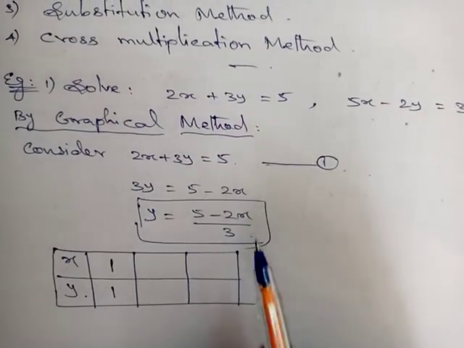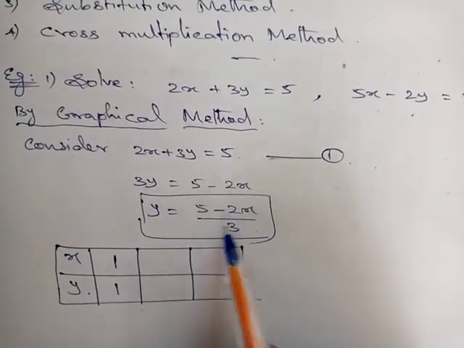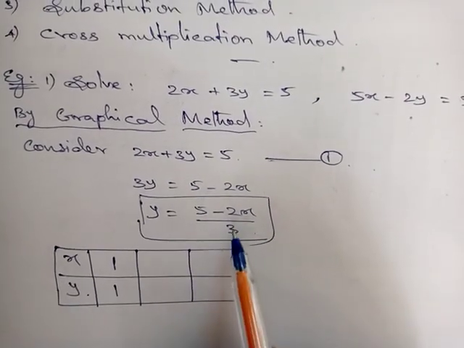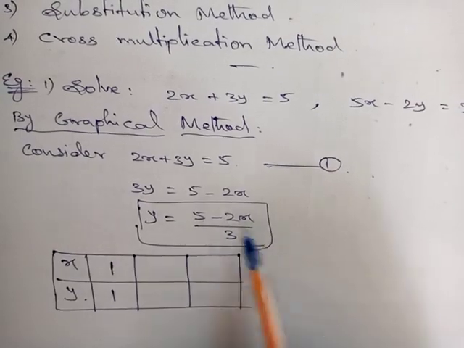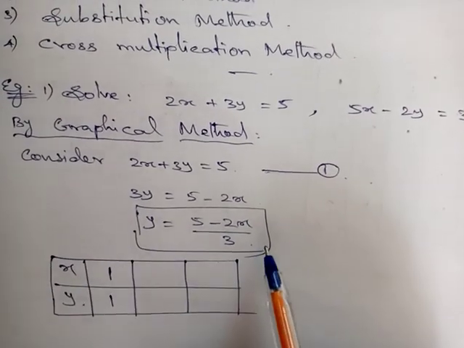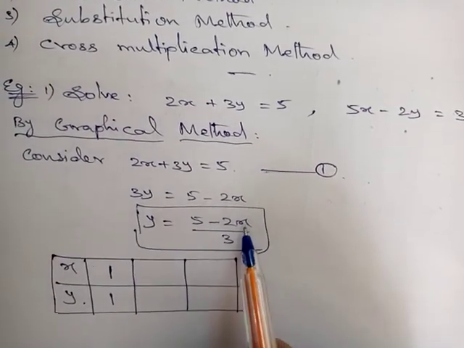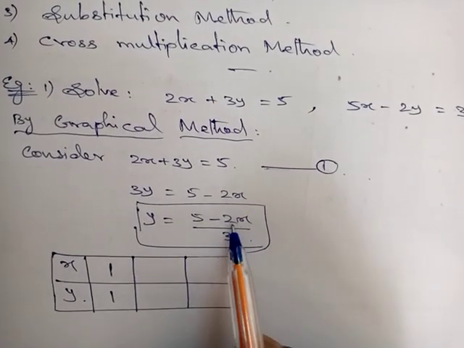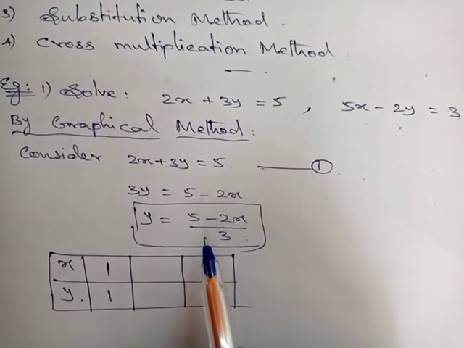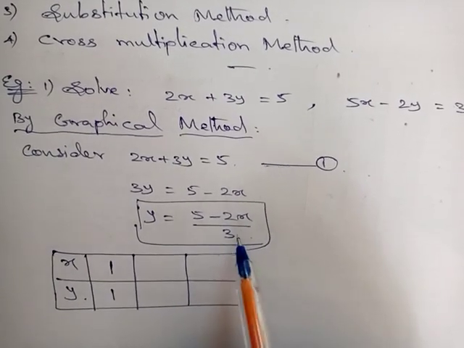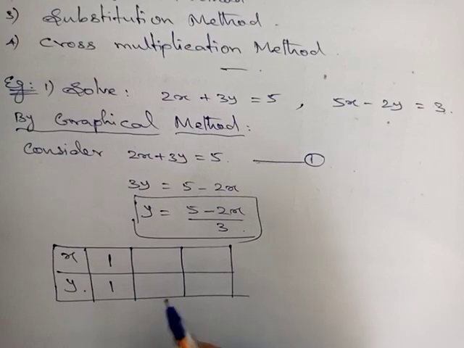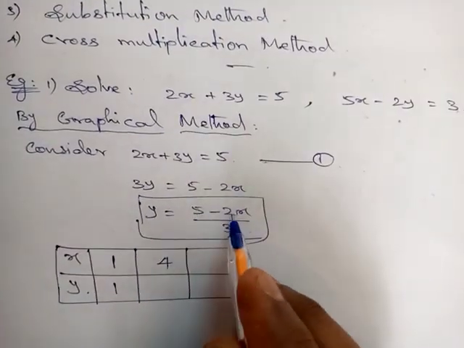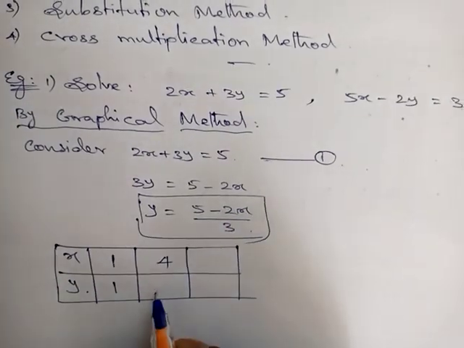I am considering 3 for the x value. So 5 minus 2 into 3, 6. So 5 minus 6 means minus 1 by 3. This is also a little bit difficult, that's why I am leaving it. Next I am trying with x value as 4. 5 minus 2 into 4, 8. So 5 minus 8 is minus 3, and minus 3 by 3 cancels to minus 1. So it is correct, and I am taking x value as 4.